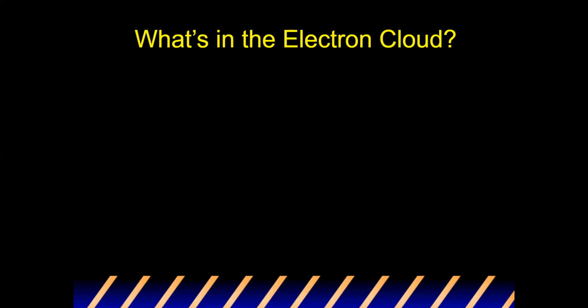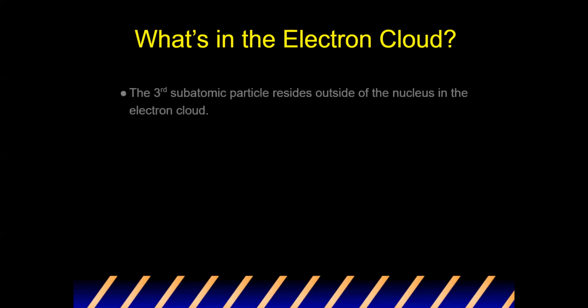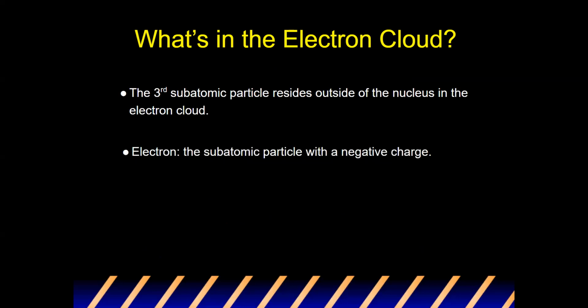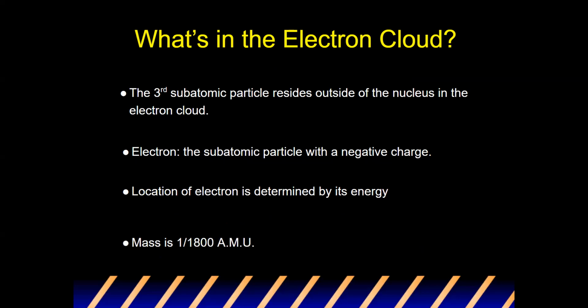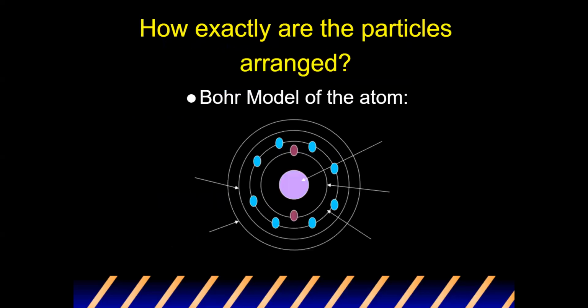The electron cloud. This is not a trick question. What's in the electron cloud? Well, that third subatomic particle called the electron. These subatomic particles have a negative charge, so they have that negative energy. Their location determines basically where they are in there. And as you can see, they are extremely, extremely light. Remember, the mass of a proton or a neutron was 1 AMU, so it takes approximately 1,800 electrons to equal the same mass as 1 proton or 1 neutron.